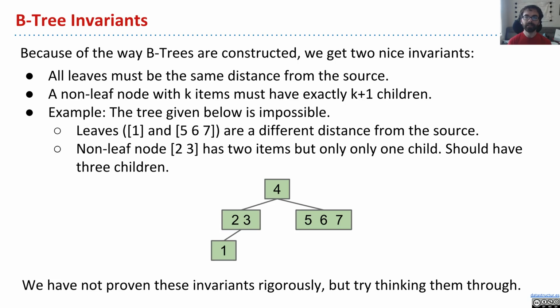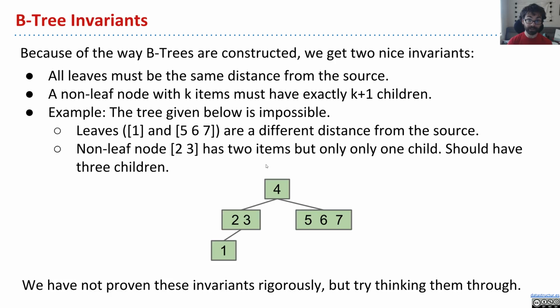Why? Well, because of the way that B trees are constructed, because of the rules we use for insertion, there are 2 very nice invariants. One is that all leaves must be the same distance from the source. We actually kind of discussed this earlier, that whenever the root splits, everything gets pushed down all one level. So it stands to reason that all leaves need to be the same distance from the source. There's another invariant that's a little trickier to see, but it has to do with the way that nodes split, and that is that a non-leaf node that has k items has to have exactly k plus 1 children.